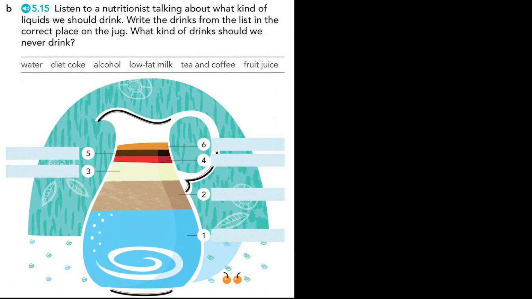At least half of your daily liquids should come from water.